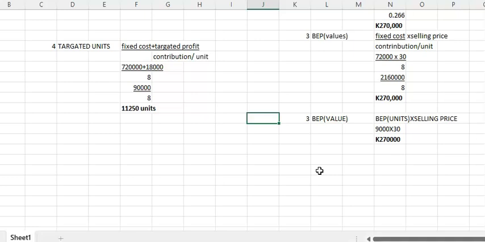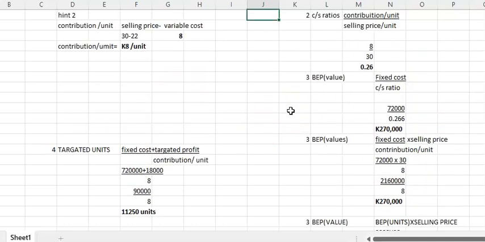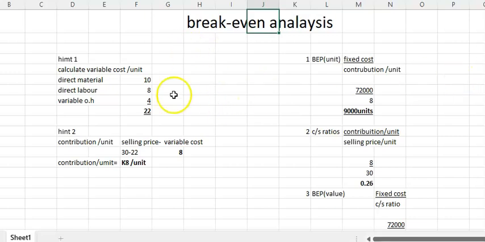Break-even analysis is the simplest topic you can ever have in the exam, and whenever it comes, please be able to get it right by understanding these 3 hints. Hint number 1 is to find the correct variable cost per unit. Don't just take the one written as variable cost. Variable cost has 3 things: direct material, direct labor, and variable overhead. You add them, and that's the variable cost.